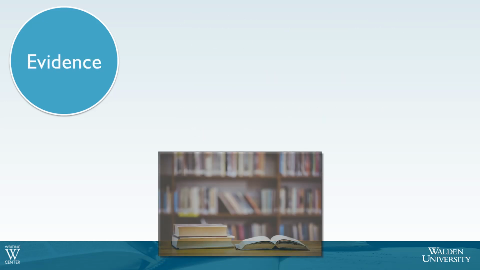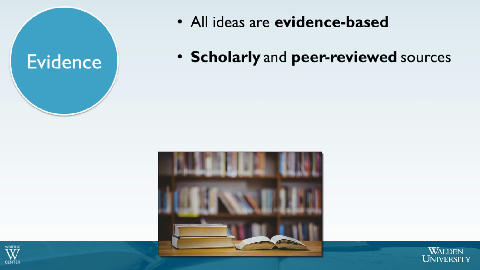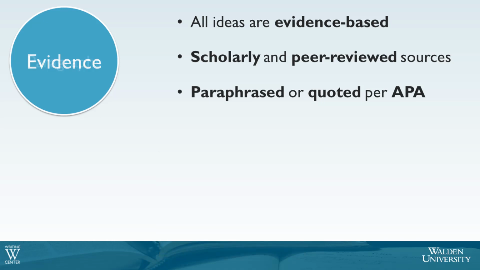This leads us into our second area of scholarly writing, evidence. In your scholarly writing, all ideas are evidence-based, but more than that, the evidence you use should be from scholarly sources, is often peer-reviewed, and can be found in the Walden Library. Additionally, you should either paraphrase or quote these sources per APA, the standard citation style at Walden.